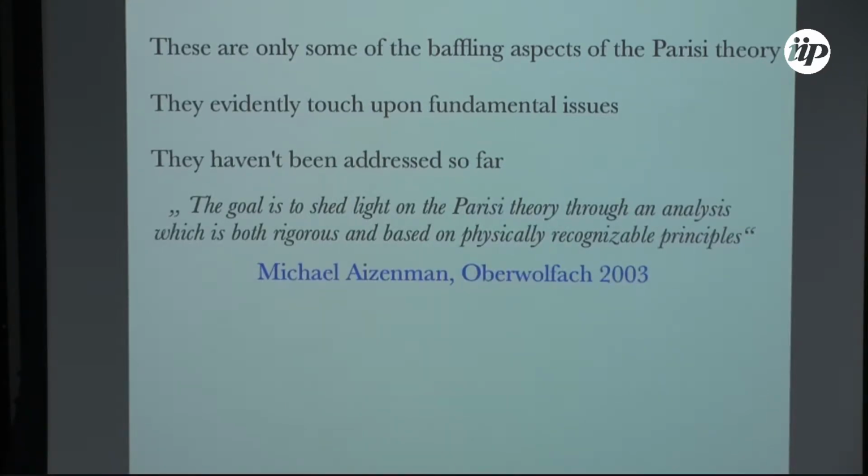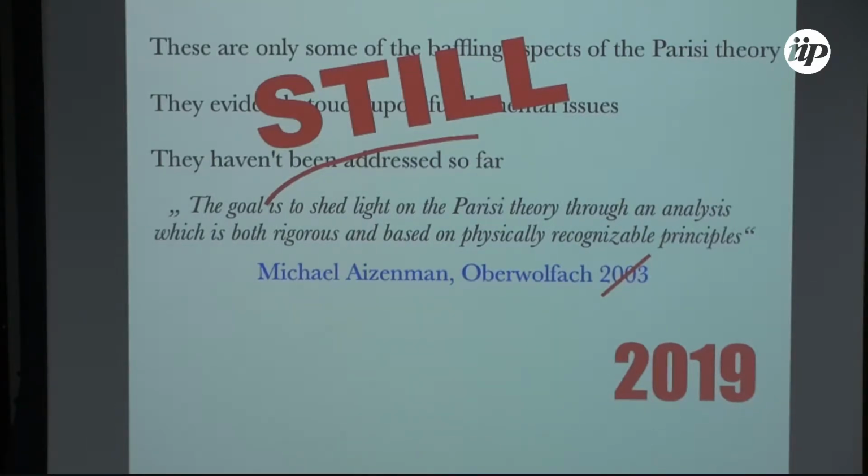And to me, there's a sentence which does strike a chord. It was formulated by Nicola at a meeting in 2003. He said that the goal is to shed light on the Parisi theory through an analysis which is both rigorous and based on physically recognizable principles. So that was Michael Aizenman in Oberwolfach, almost 16 years ago. Well, I think the goal still is an analysis of the Parisi theory which is rigorous, okay, we're mathematicians, but which is also based on something which we can recognize.